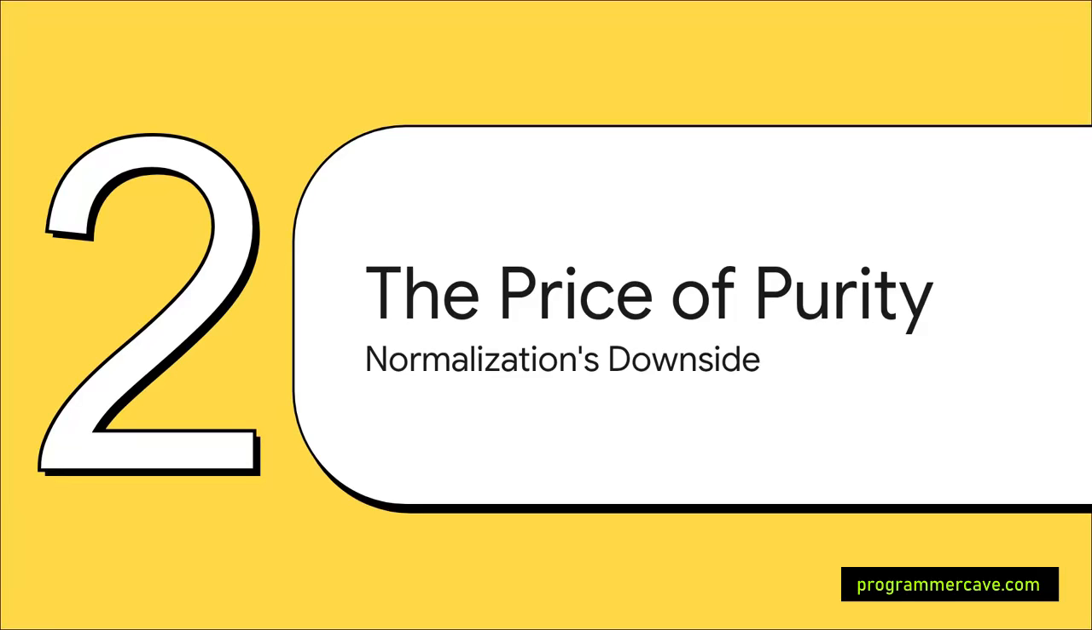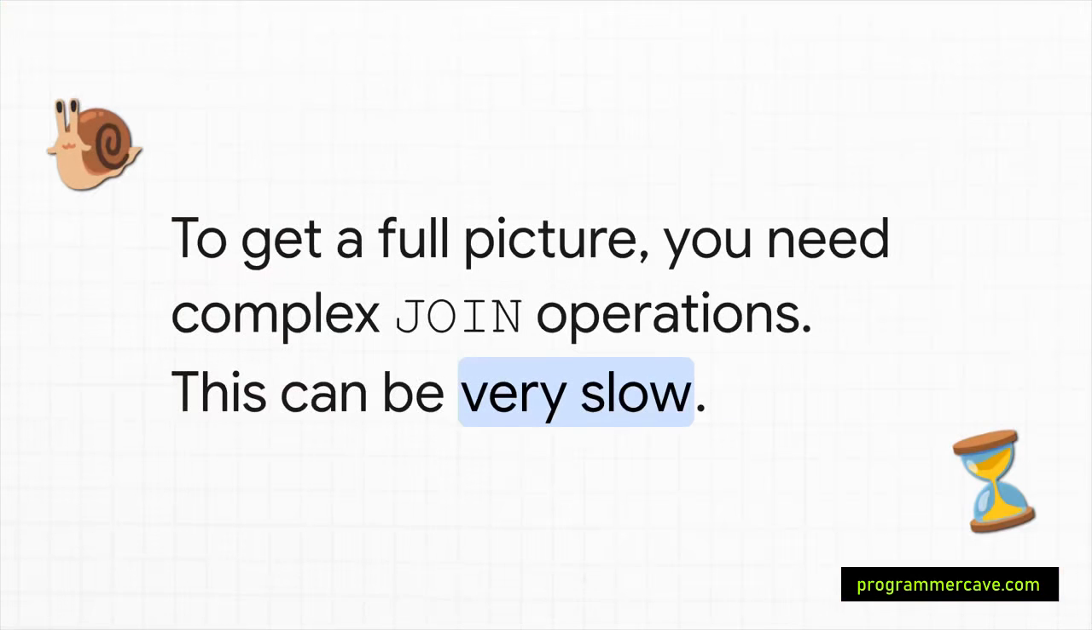Come on, in software engineering, there is always a catch. And there is indeed a price to pay for all this data purity. So here's the downside. Because our data is now split up, if we want to get a full picture, like a book's title and the author's nationality, we have to do this little dance. We have to go to the books table, find the author ID, then jump over to the authors table to get the rest of the info.